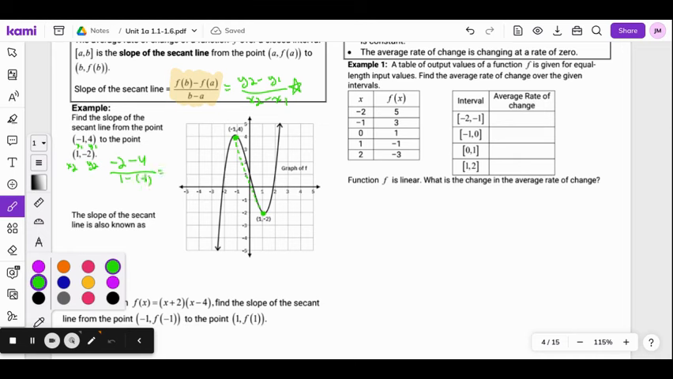It's going to give me, on the top, -6 over 2, which is the same thing as -3. So this is going to be the slope of my secant line. So the slope of this dotted line I just drew earlier is -3, which is also known as the average rate of change.